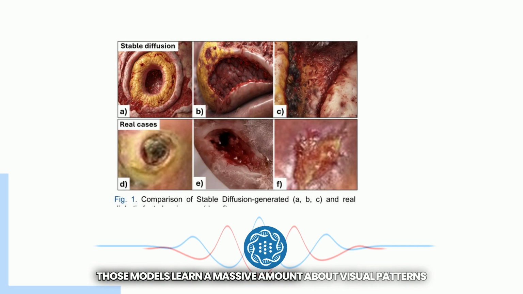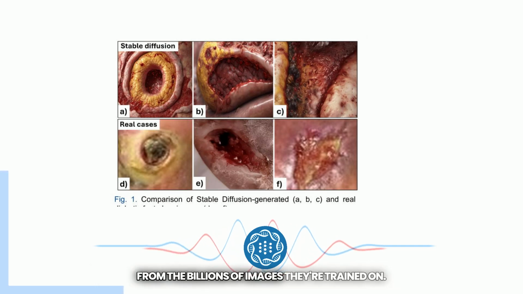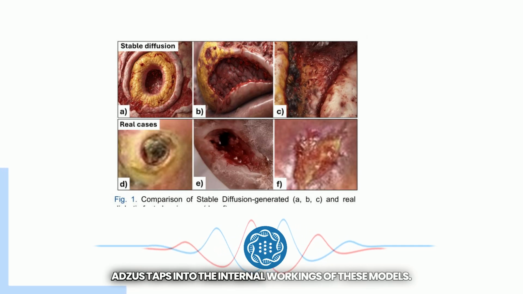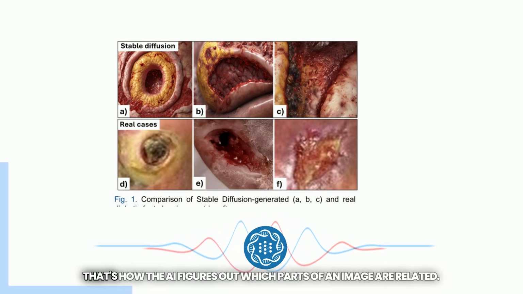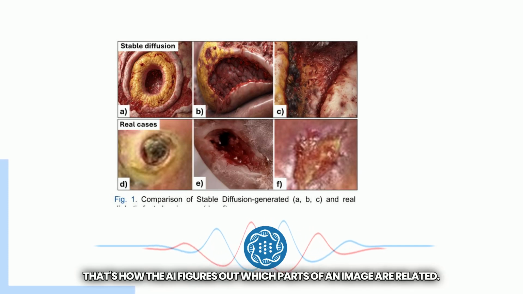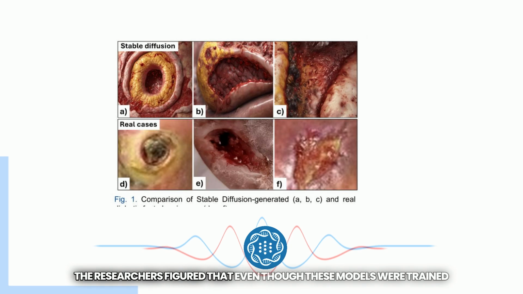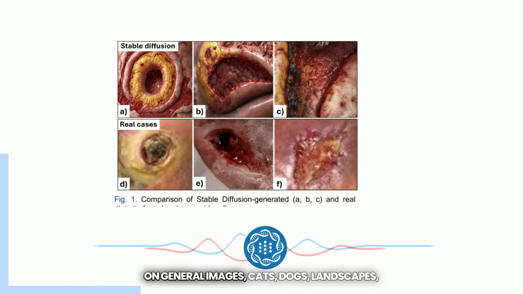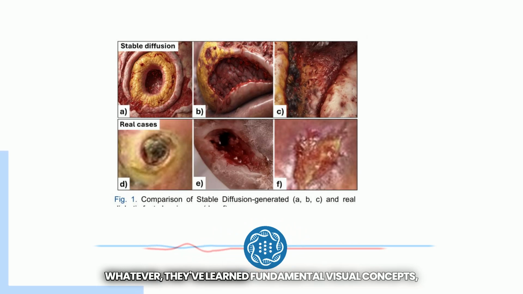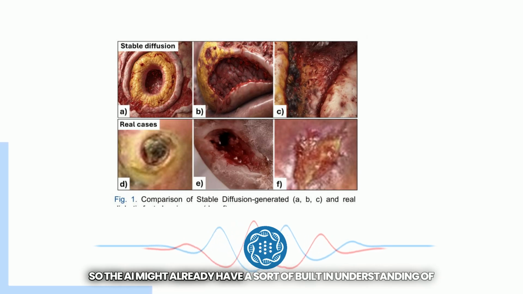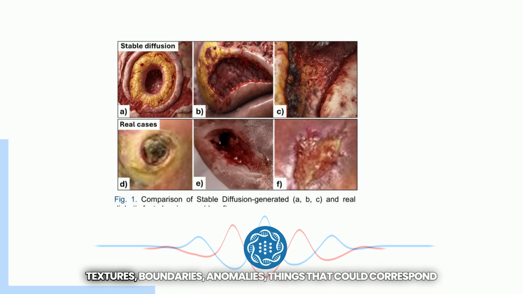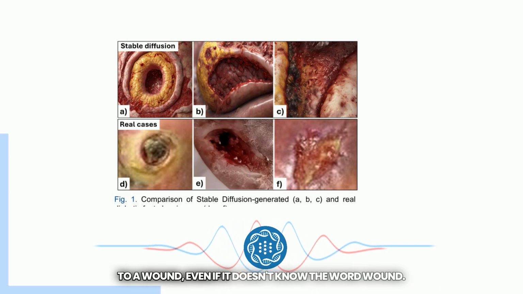Exactly. Those models learn a massive amount about visual patterns from the billions of images they're trained on. ADZUS taps into the internal workings of these models, specifically something called the self-attention mechanism. Self-attention, right. That's how the AI figures out which parts of an image are related. Precisely. The researchers figured that even though these models were trained on general images, cats, dogs, landscapes, whatever, they've learned fundamental visual concepts that might surprisingly apply to medical images too. So the AI might already have a sort of built-in understanding of textures, boundaries, anomalies, things that could correspond to a wound, even if it doesn't know the word wound.